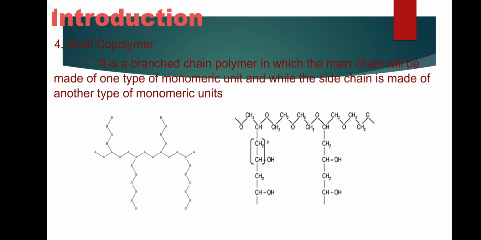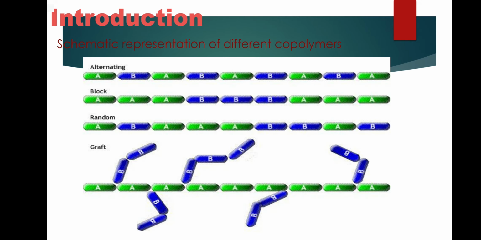Now graft copolymer. A graft copolymer is a branched chain polymer. In it the main chain consists of one type of molecule and the branch consists of another type of monomer. For example, taking this one, this is an ether, CH2, CHO, CH2, CH2O. Like this, this is an ether linkage. Here this is an alcohol. So the main chain is ether, this is alcohol. So that type of branched chain is known as a graft copolymer.